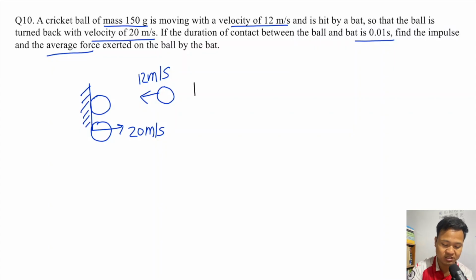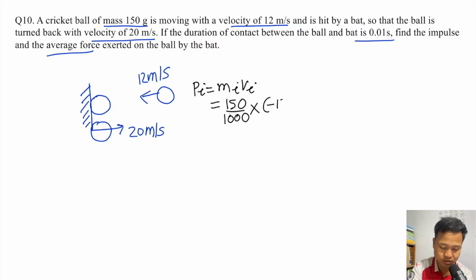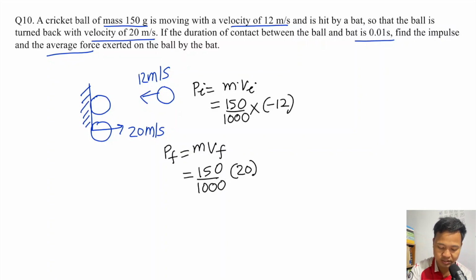So initial momentum p initial is m into v initial. Mass is 150 by 1000, into initial velocity minus 12, towards the left side. Then final momentum p final equals mass into v final; mass is always the same. So 150 by 1000 into final velocity 20. What is impulse? Impulse is the change in momentum.